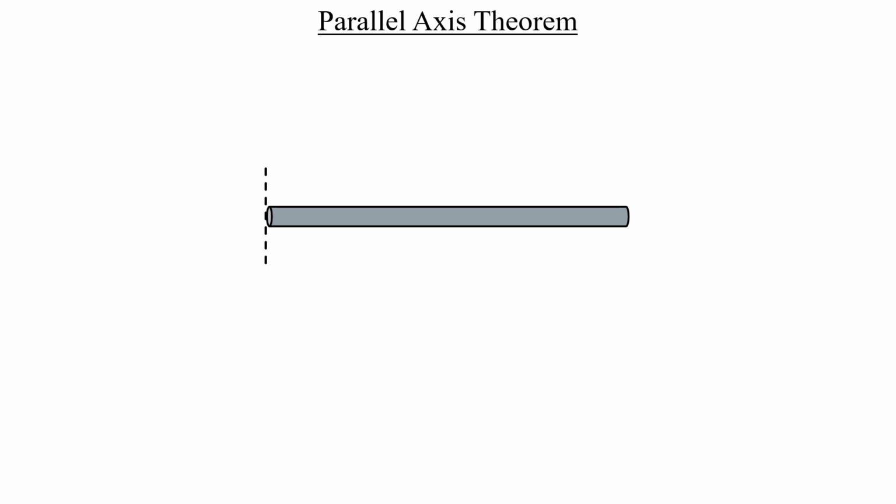Now, what if we want to rotate about an axis that's located somewhere else? Say here, at some displacement d from the center of mass. Are we allowed to do that? Well, the answer is yes, and the parallel axis theorem tells us how to calculate it.